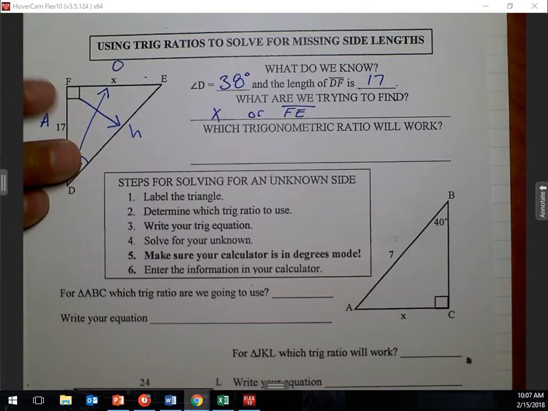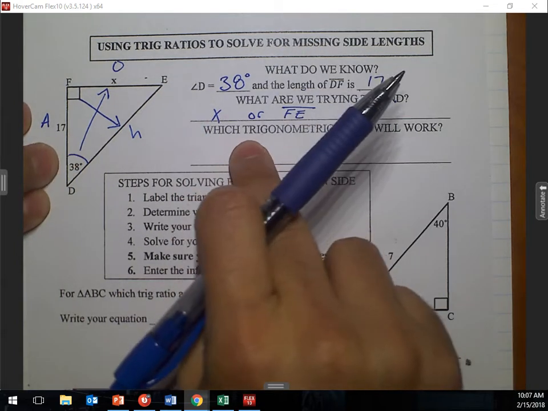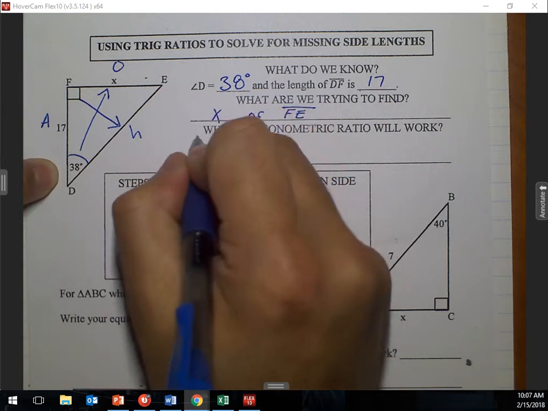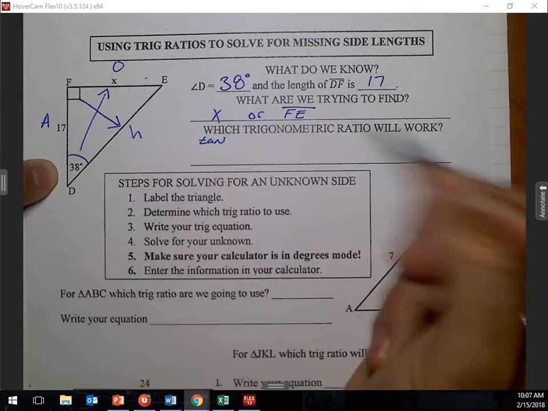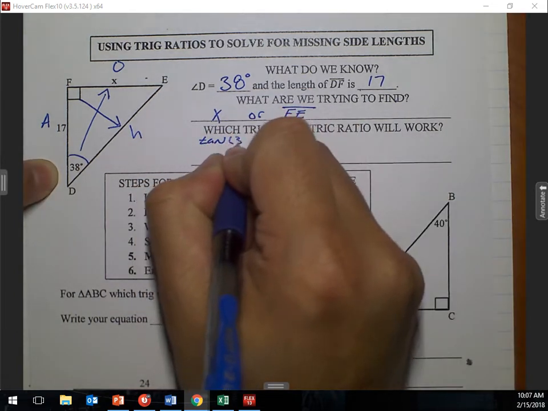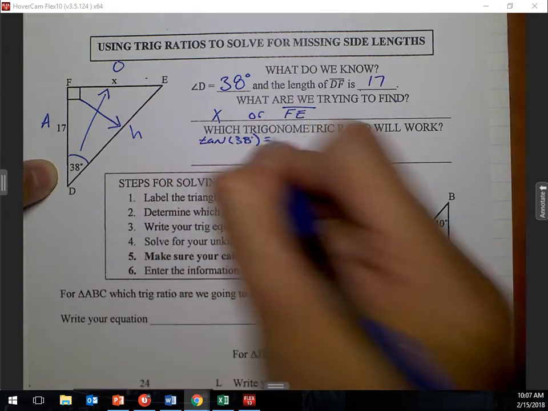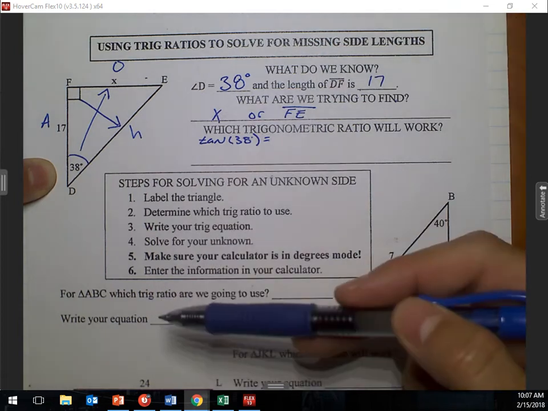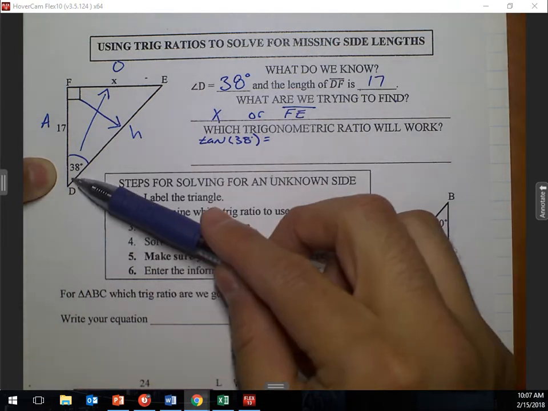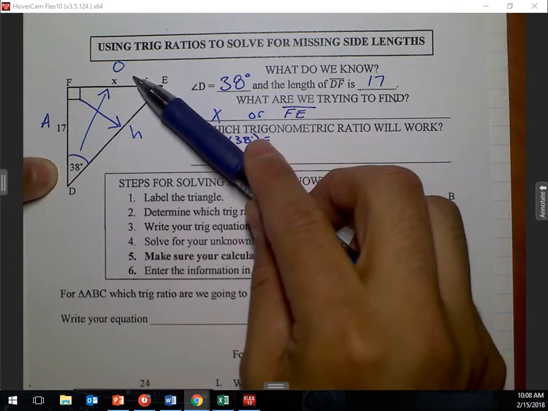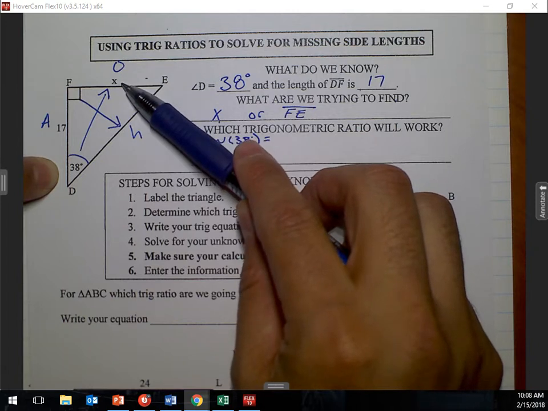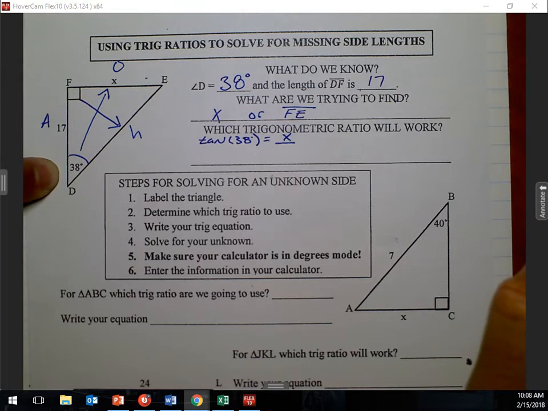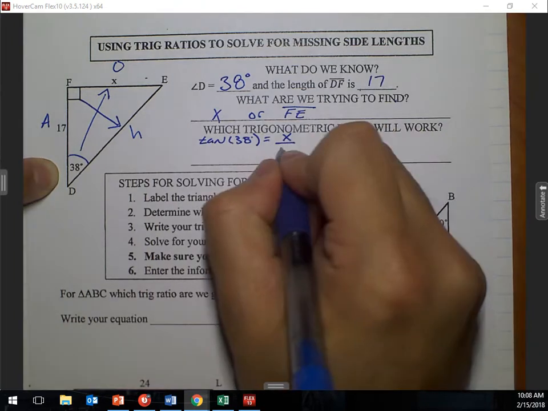So now, it's going to be tangent of my reference angle. You write it out like this: tangent of my reference angle, which is 38 degrees, equals. Now, tangent uses the ratio of opposite over adjacent, right? So opposite of 38 was my X value. There's my X, over adjacent. My adjacent value is 17.